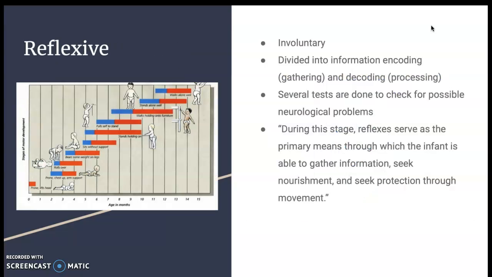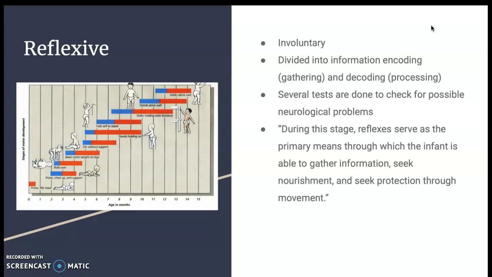So reflexive movement is the first phase. Reactions toward light, sound, pressure change, and touch are all involuntary and can help children learn more about themselves and the outside world.